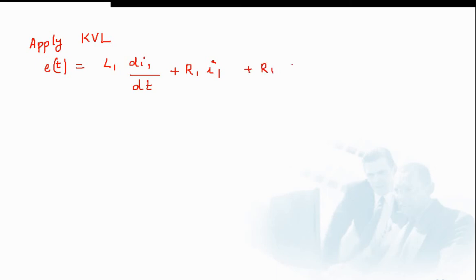plus R12 into what? Since R12 is common to both the meshes, we can write the term as R12 into (I1 minus I2), plus 1 by C1 into the integral of (I1 minus I2) dt. That is your first equation corresponding to mesh 1. And what will be your second equation?